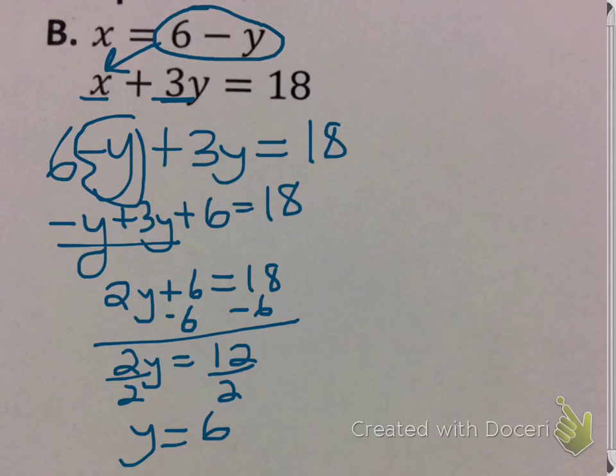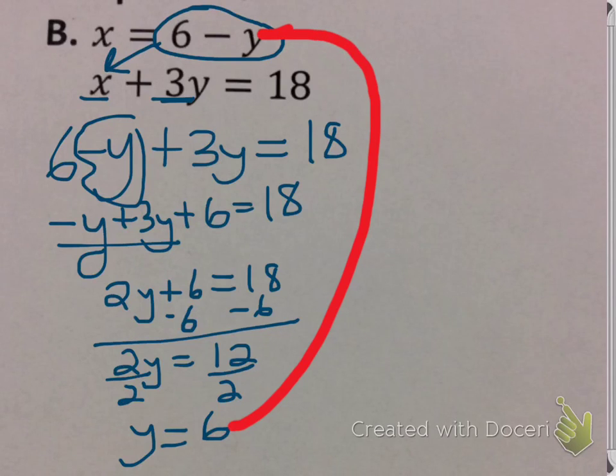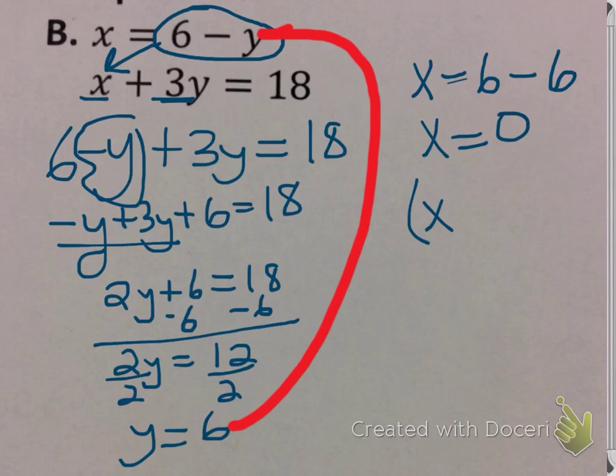Now again, our answer always has to be an ordered pair. I don't have two parts to my ordered pair yet. I only have my y value. So I'm going to come back up here to the top, and I'm going to put that 6 in place of the y right there in that equation. So here we go. We'll have x equals 6 minus my y value, which is 6. When I do 6 minus 6, I get 0. So again, my answer is an ordered pair. It's x comma y. My x value is 0. My y value is 6.